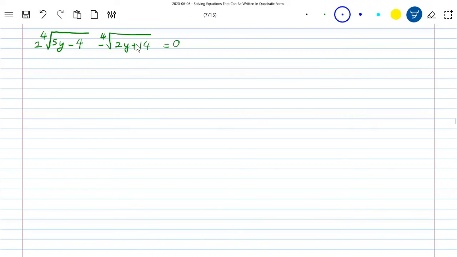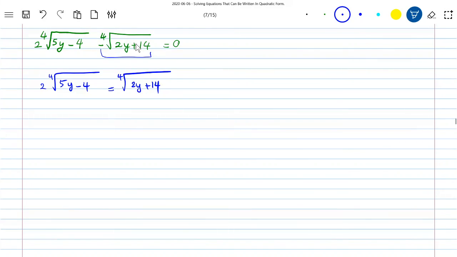So what do I do here? I have 2 of them. I will isolate them. I will get rid of one of them. I will add this term to both sides. So what I get is 2 times the 4th root of 5y minus 4. It's not 20. And if you add that 4th root to both sides, you'll get the 4th root of 2y plus 14.